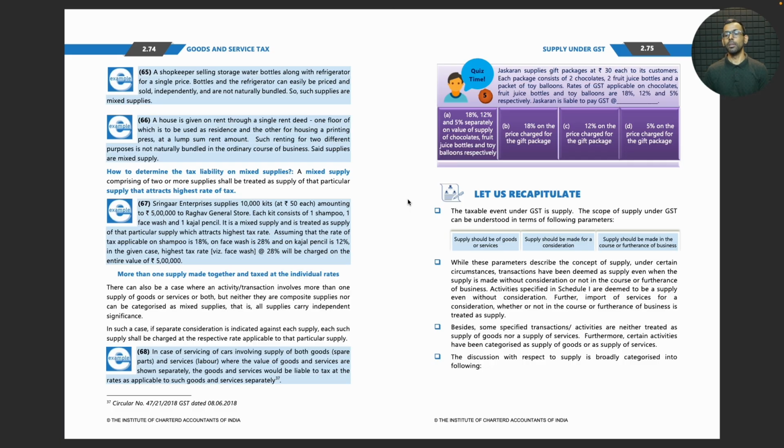Just Current supplies gift packages at 30 each to its customers. Each package consists of two chocolates, two fruit juice bottles, and a packet of toy balloons. Rates of GST applicable on chocolates, fruit juice bottles, and toy balloons are 18%, 12%, 5% respectively. Jaskaran is liable to pay GST at the highest rate, 18% on the entire package. So on that note, we have completed this discussion.